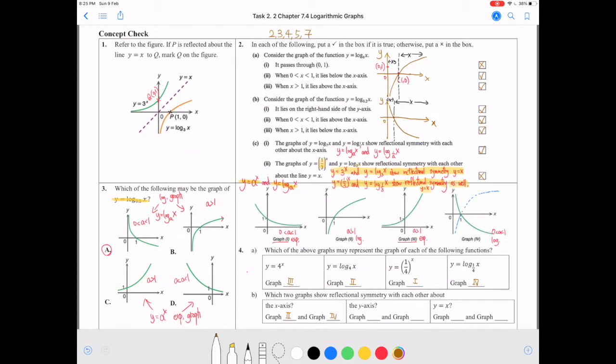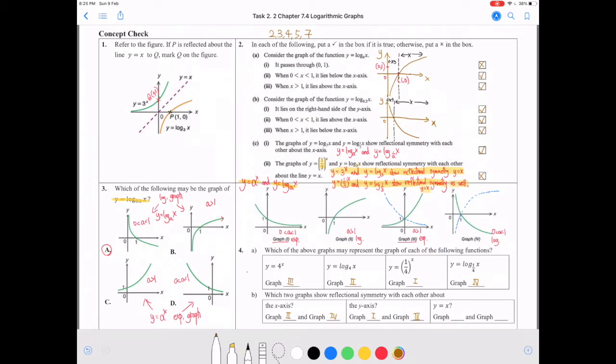Okay, how about the y-axis? Now, I move the first graph to the third graph. I use blue color as well. What do you see? These two graphs show reflectional symmetry with each other about the y-axis. So this will be the first graph and the third graph.